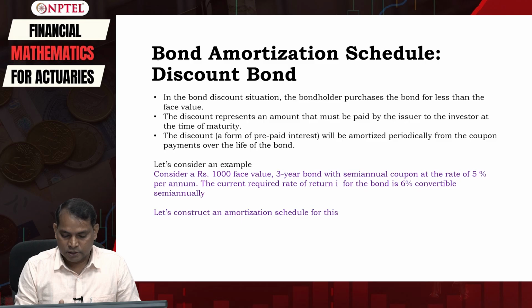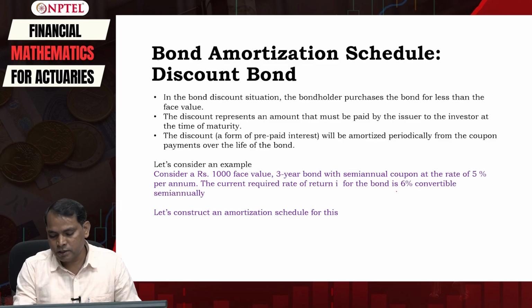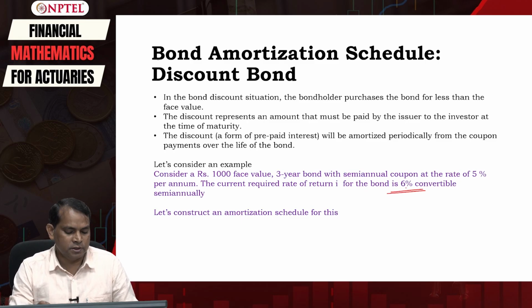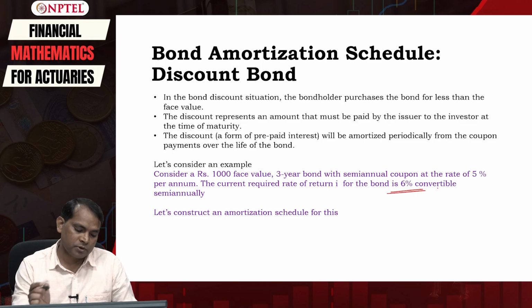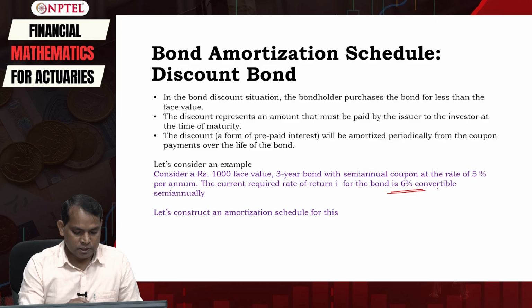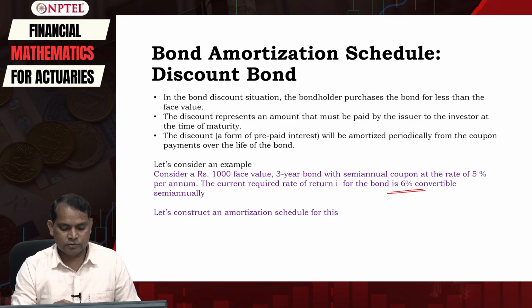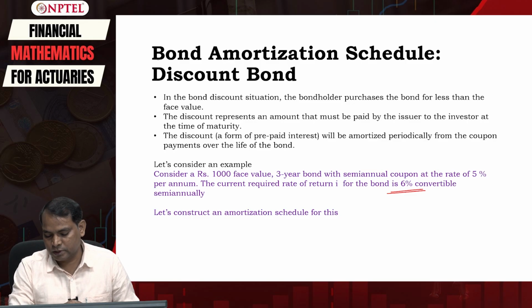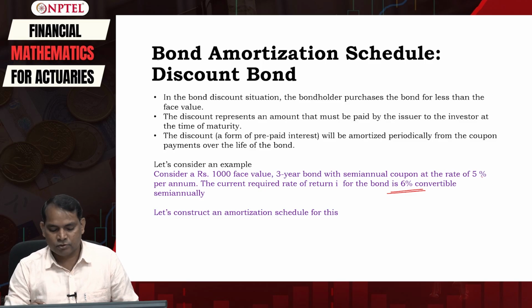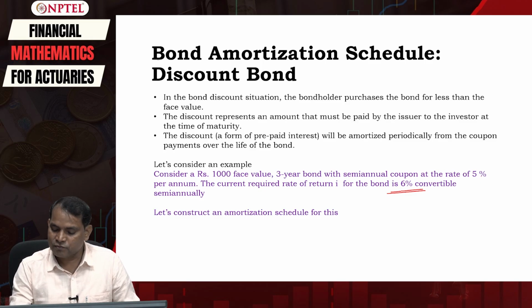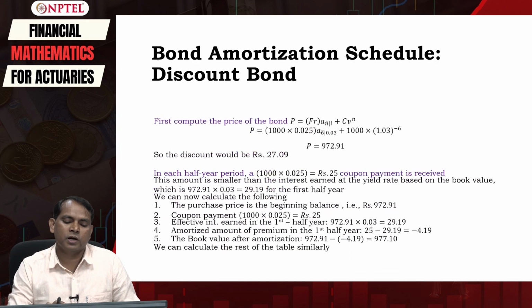Let us consider this same example, but this time we will take a 6% interest rate, or the required rate of return is 6% convertible semi-annually. So the example says the same 1000 rupees face value bond, 3 years to mature, 5% is the coupon rate, and the yield rate is, instead of 4%, now 6%. Let us construct an amortization schedule for this. You can use the same calculation we have already done.